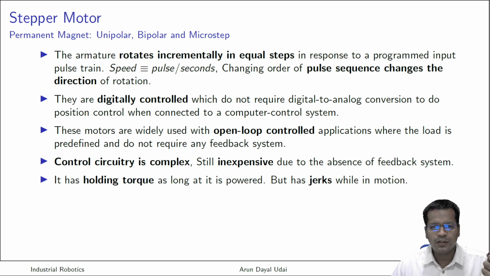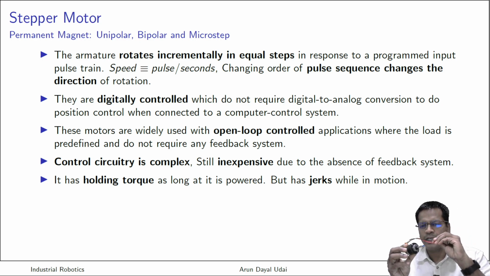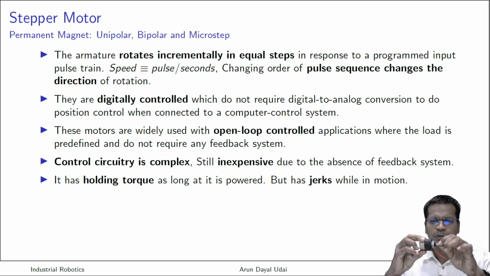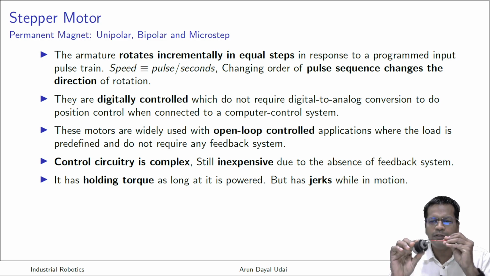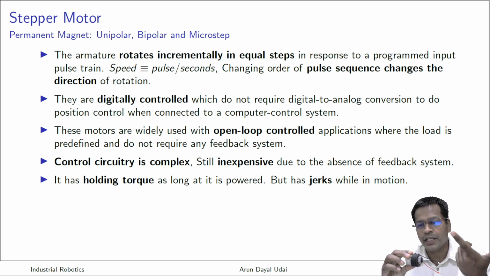Okay, so it has a holding torque. One thing is very good about this type of motor is, in case of DC motor, what you saw, in case of DC motor, as long as you supply current, it has a torque, it keeps on rotating. Okay, if it is not rotating, it is generating a zero torque. That means you are not applying any voltage or current over here. That means zero torque.